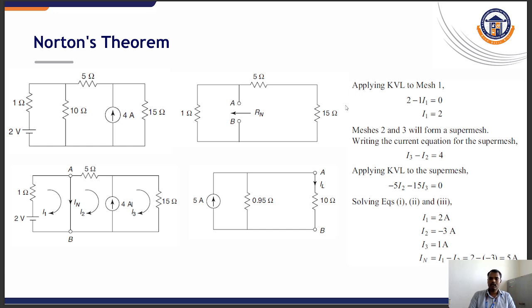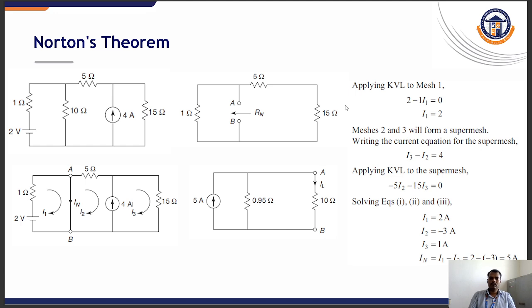So where I1 value is 2, and then mesh 2 and 3 forms the super mesh. Hence we are writing the current equation for the super mesh. It is I3 minus I2, which is equal to 4. Applying KVL to the super mesh, we will get minus 5 I2 minus 15 I3 equal to 0. When we are solving these three equations, we will be getting I1 as 2 ampere, I2 as minus 3 ampere and I3 as 1 ampere. Hence the Norton current is I1 minus I2, so it is about 5 ampere.